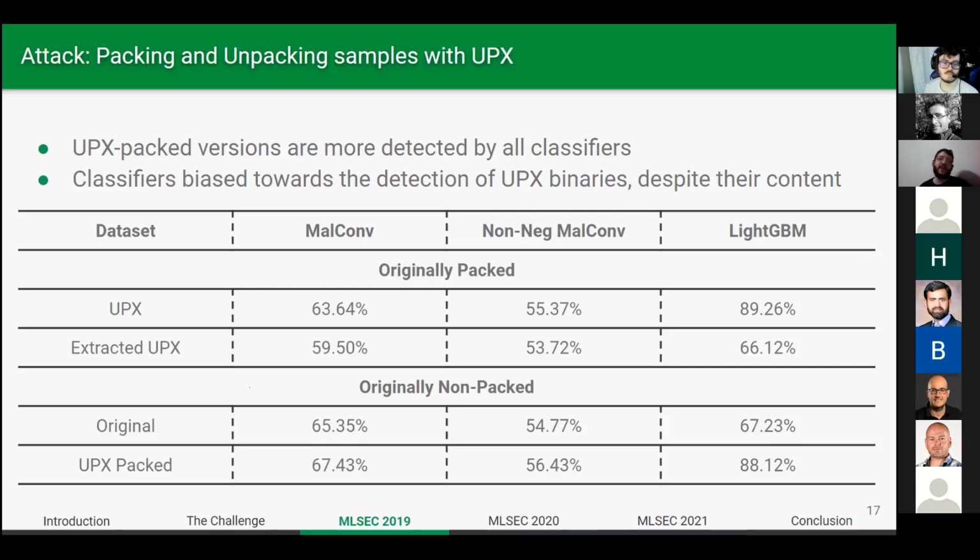We also performed the opposite experiment. We took the plain samples, the samples that are not packed, and packed them with UPX, the same packer that those original samples were packed with. And what we discovered is that, again, the detection confidence increased for all samples. So the overall results show us that the classifiers are learning not the malicious content of the payload, but that packed samples are malicious. They are learning, in fact, the packer structure, right? So this is why we have this result.